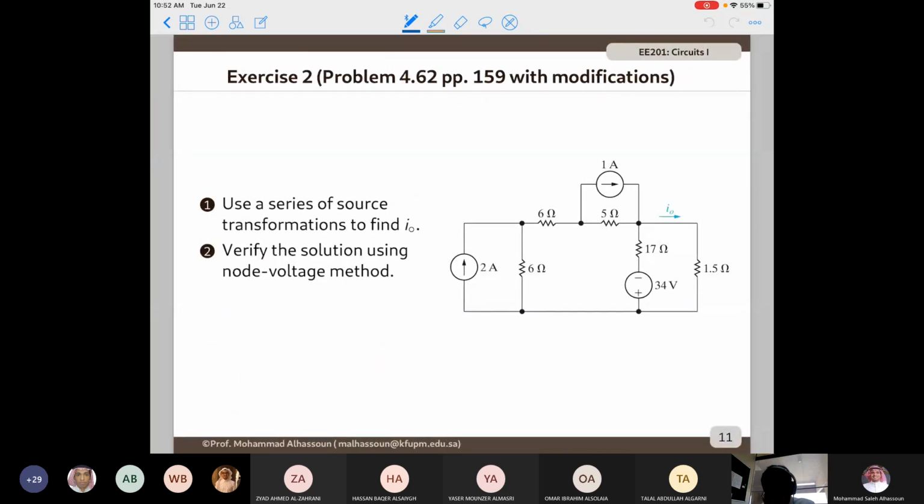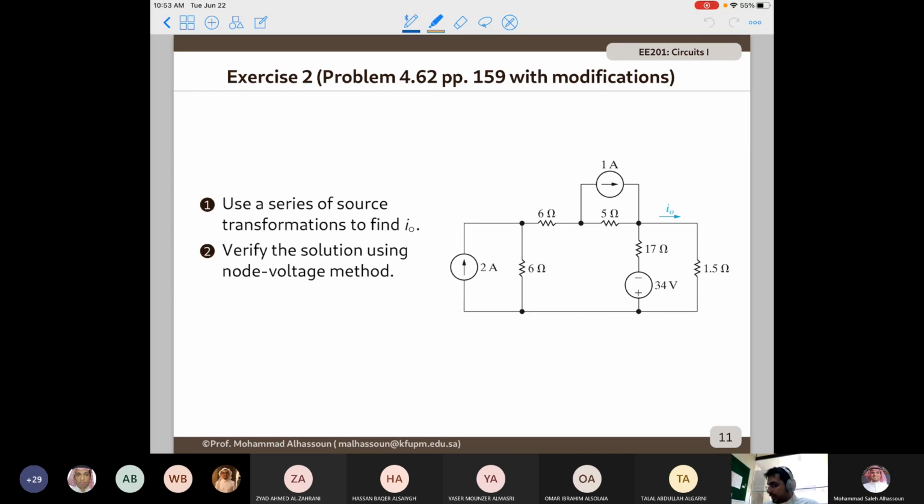Good. Okay, so let's take another exercise here and see what happens. This is some sort of a standard way of applying the source transformation technique. So we have the following circuit, and in the following circuit we have 3 sources actually, and we want to apply a series of source transformations to get I naught.